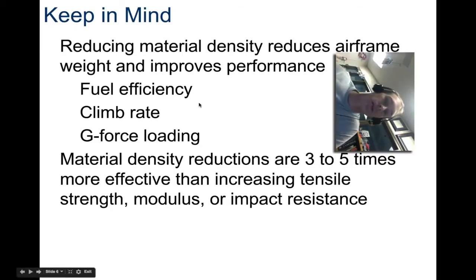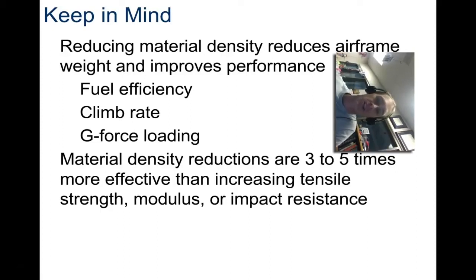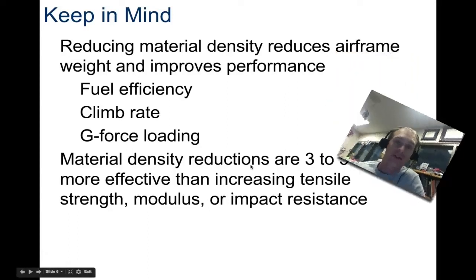So you want to keep in mind that reducing material density reduces airframe weight and improves performance, which means that you'll have better fuel efficiency, climb rate, g-force loading. As long as your weight goes down, then you have less requirements for lift. Material density reductions are 3 to 5 times more effective than increasing tensile strength, modulus, or impact resistance. So rather than making your airplane super, super strong, it actually is more efficient and more effective to make it less dense. It's 3 to 5 times more effective.